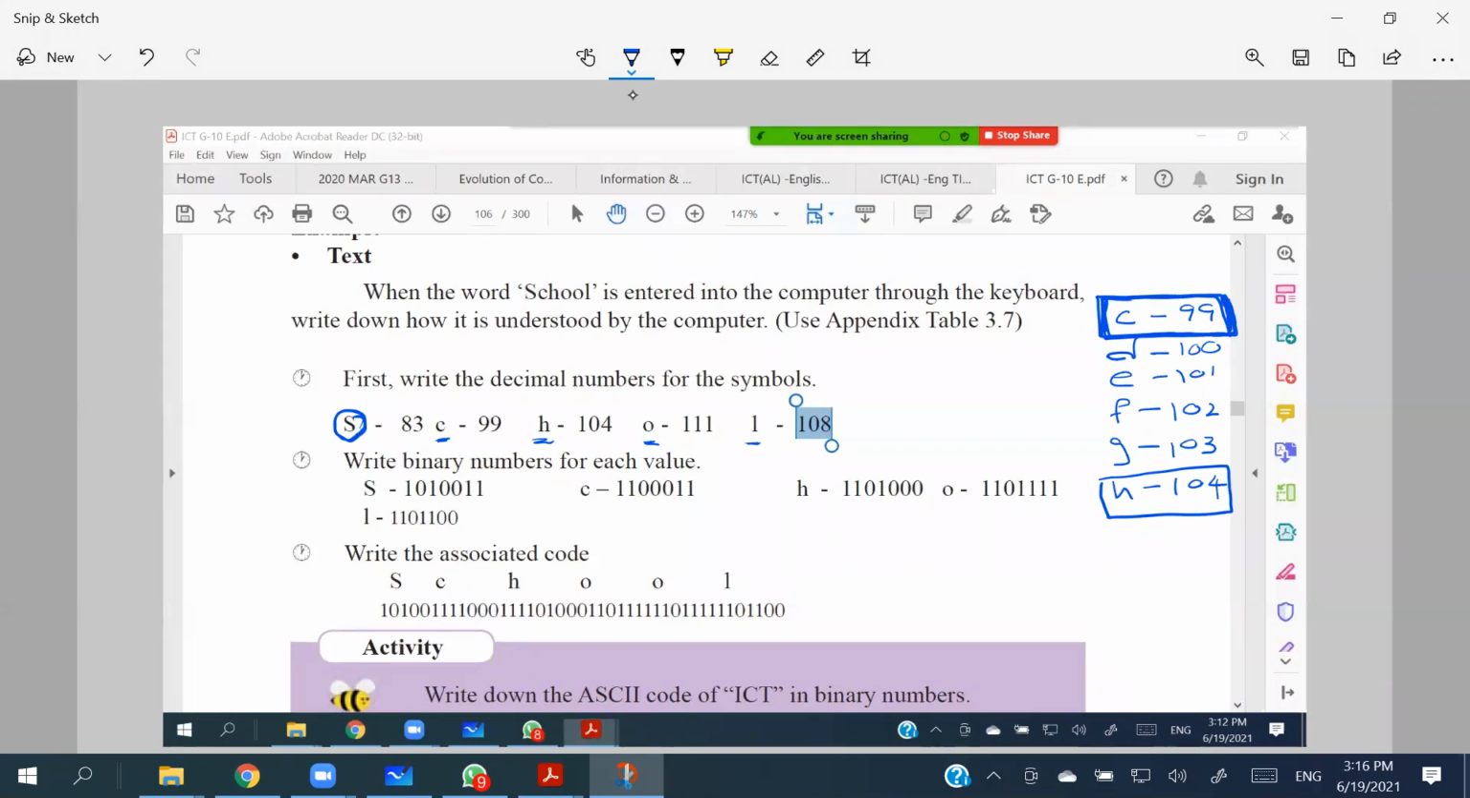Is that clear, everyone? Yeah, great. Then H can 100. Oh my God. People, just a second.